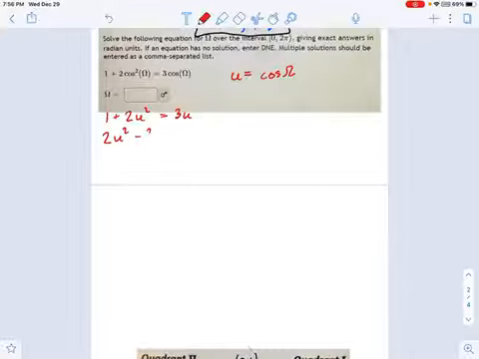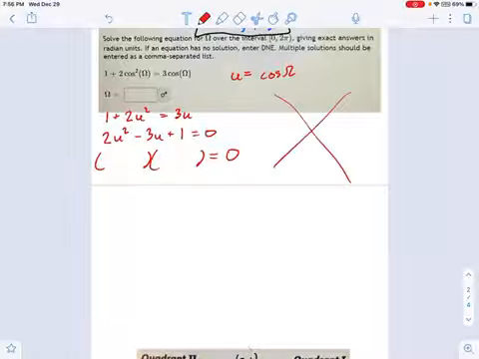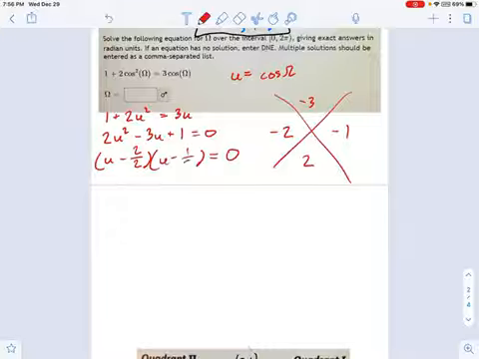2u squared minus 3u plus 1 equals 0. And let's try our factoring on this. So if you want to pull out your big X, you can, right? Something like this, where I'd say the middle term is -3. 2 times 1 is 2. So I need something that multiplies to 2 but adds up to -3. That's going to be -2, -1. Okay? And then you need to divide each of those by 2. So this is going to be u minus 2 over 2 and u minus 1 over 2.